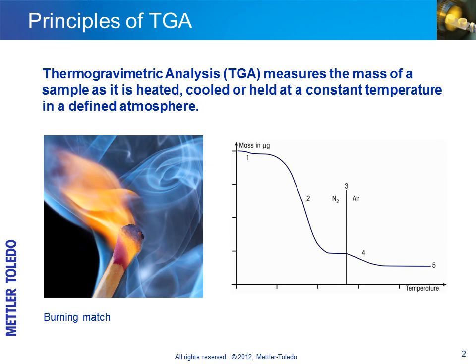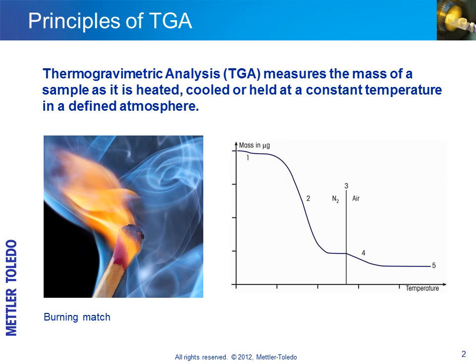A typical mass loss curve of a polymer is shown on the right. The different steps are numbered 1 to 5 next to the curve. 1 is the loss of volatile components such as moisture, solvents, and monomers. 2. Decomposition. 3. The atmosphere is switched from nitrogen to oxygen. 4. Combustion of carbon. 5. Inert inorganic residue of ash, fillers, or glass fibers.